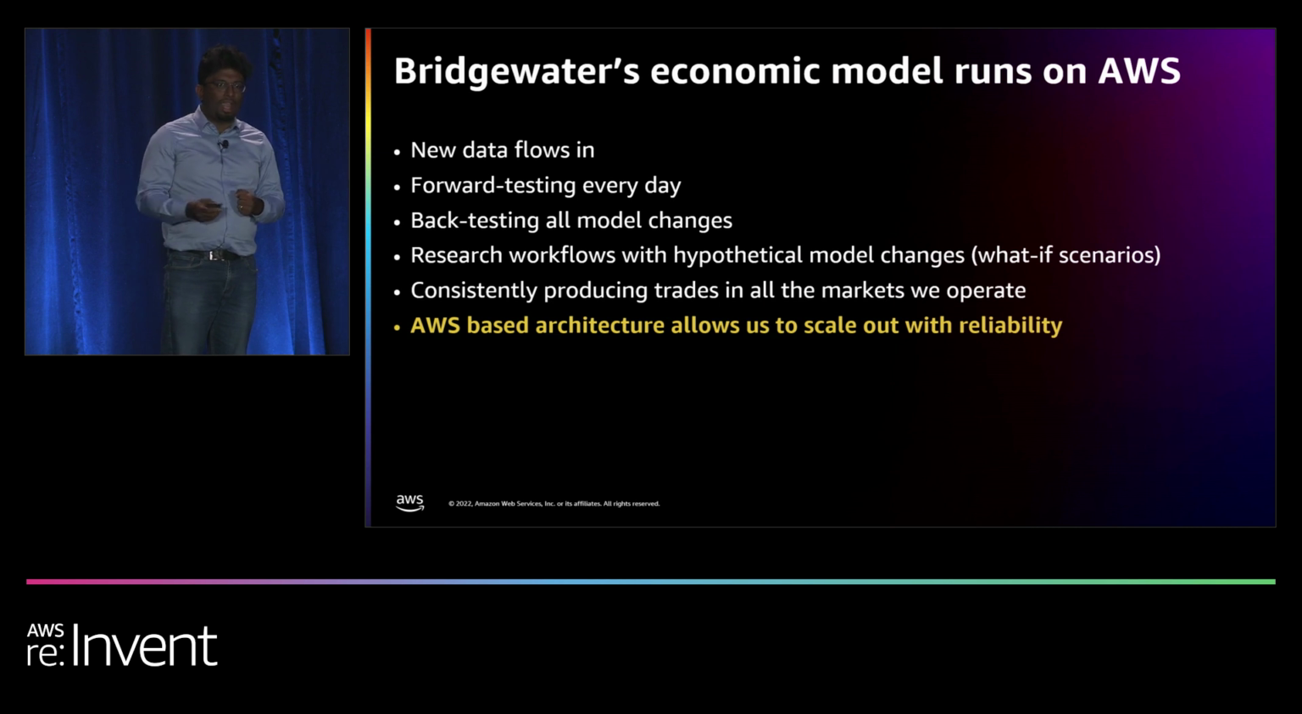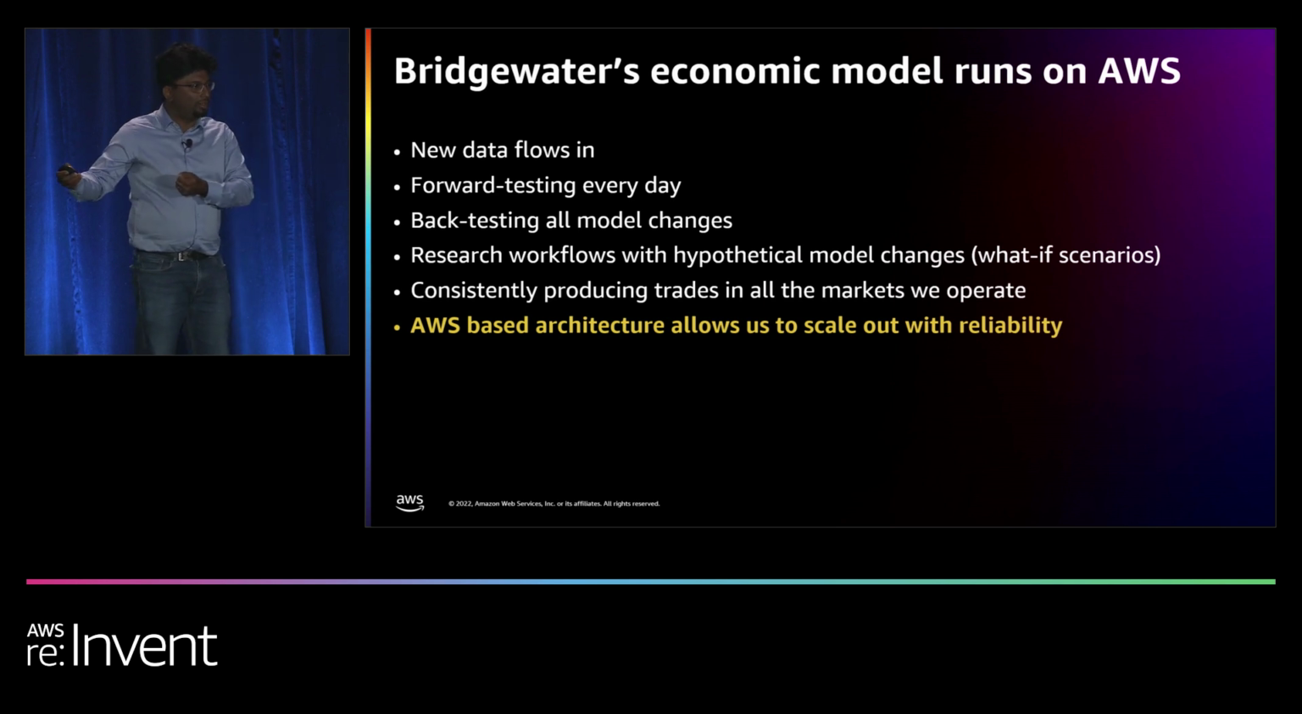Along with all this, we have to do one more thing, which is we have to operate in markets and trade in markets because that's how we make money. So we have a production version of the system that is running the production quality version of the model every day. Now, AWS-based architecture allows us to do this reliable scale-out of our infrastructure and of our models.